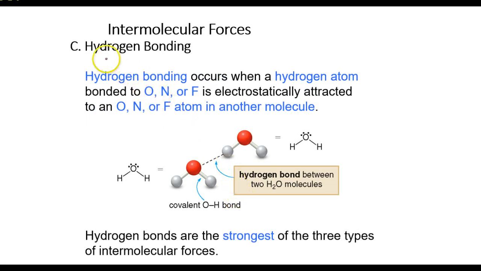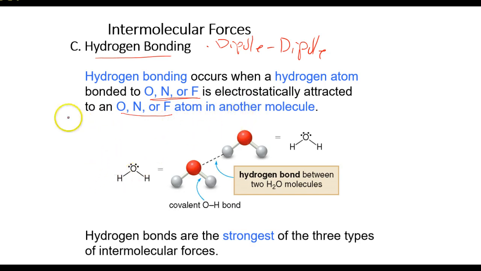The last one is called hydrogen bonding, and this is a special type of dipole-dipole. It's really a dipole-dipole, but it's a special type. It's the strongest and probably one of the most important when we're talking about living organisms. It happens between oxygen, nitrogen, and fluorine, with a hydrogen that's attached to them. So let me start over. The hydrogen bond occurs with a hydrogen that's bonded to an oxygen, nitrogen, or fluorine, and it's attracted to another oxygen, nitrogen, or fluorine lone pair of another molecule.